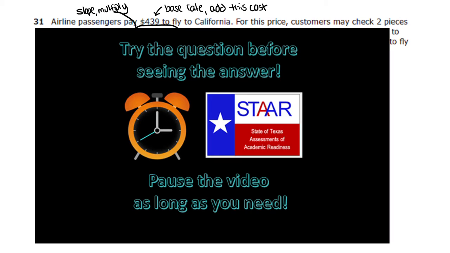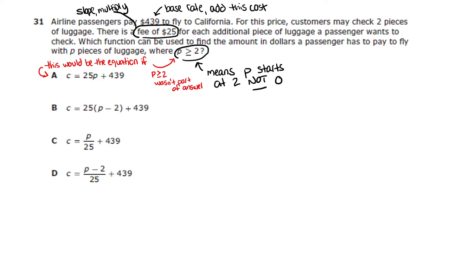Here comes the answer. Now, A would be our equation if we didn't have to worry about those 2 pieces of luggage. Since we have to worry about those 2 pieces of luggage, so that would be $25, which is your fee, times your base rate, or plus your base rate. But since we have to worry about those 2 pieces of luggage, our answer is B.